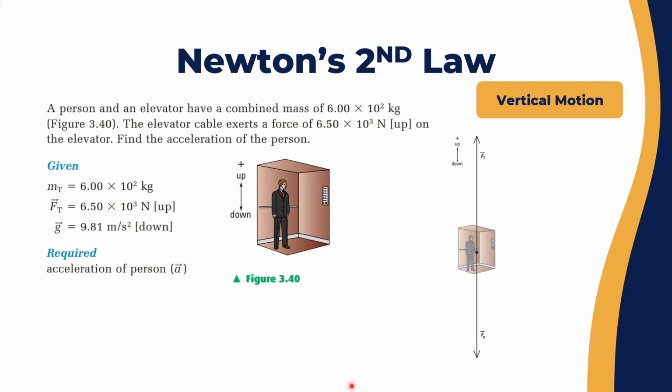Now the Newton's second law for the vertical motion, let's explain that through an example. There is a person sitting on an elevator and the combined mass is 600 kilograms. As you can see here, up is positive, down is negative. The elevator cable exerts a force of 6,500 newtons up on the elevator. Find the acceleration of the person.